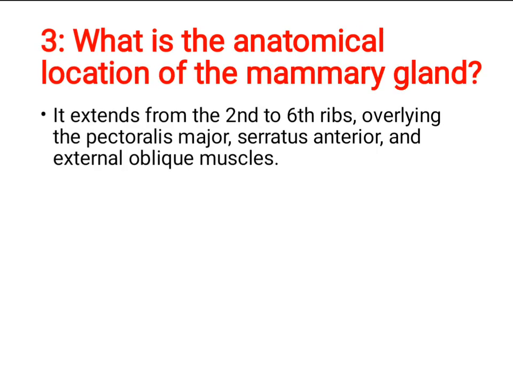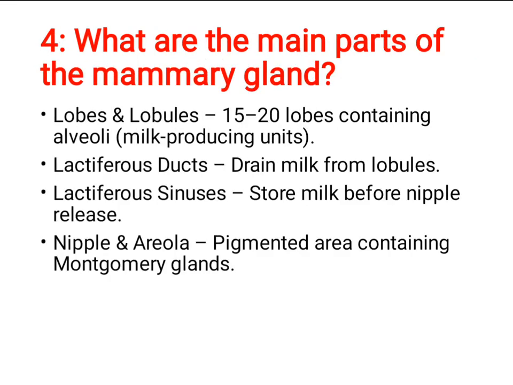3. What is the anatomical location of the mammary gland? It extends from the 2nd to 6th ribs, overlying the pectoralis major, serratus anterior, and external oblique muscles. Structural components. 4. What are the main parts of the mammary gland? Lobes and lobules. 15 to 20 lobes containing alveoli. Lactiferous ducts drain milk from lobules. Lactiferous sinuses store milk before nipple release. Nipple and areola, pigmented area containing Montgomery glands.